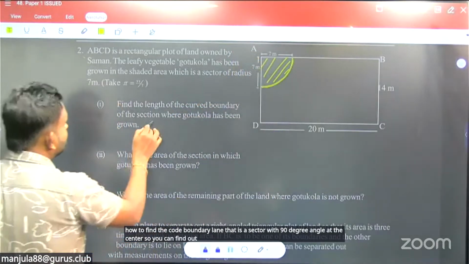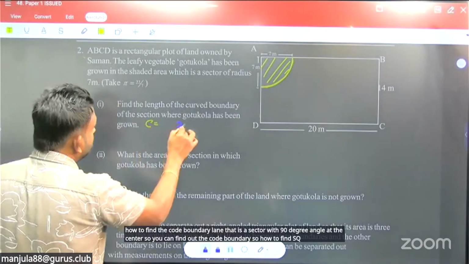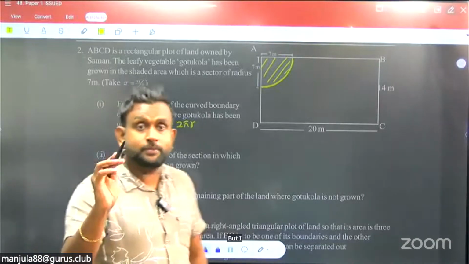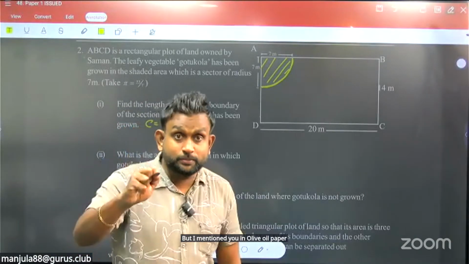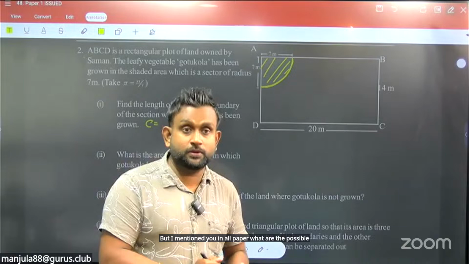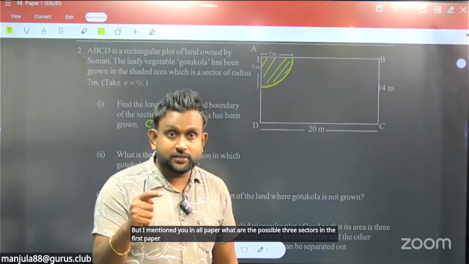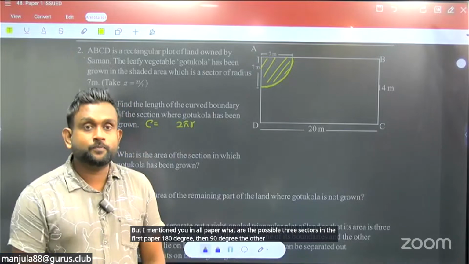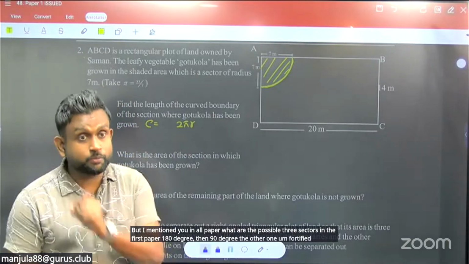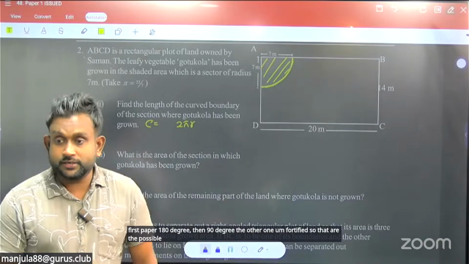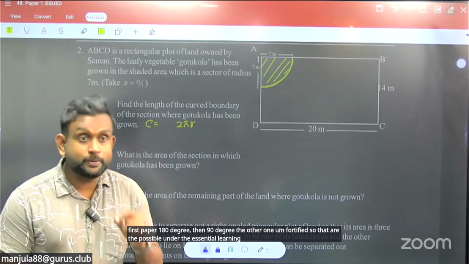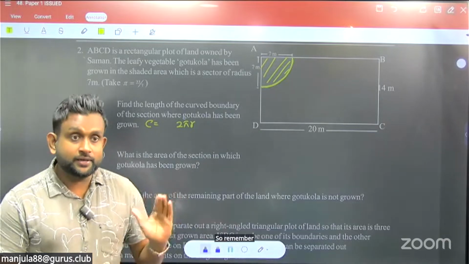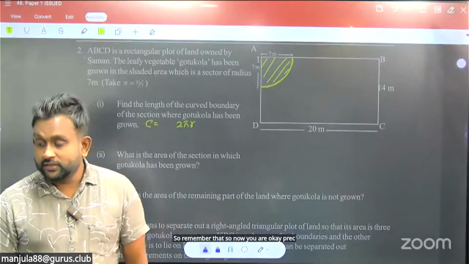So how to find it? Circumference equals the full circle, 2πR. But I mentioned in the oral paper, what are the possible 3 sectors in the first paper? 180 degrees, then 90 degrees, and the other one 45 degrees. Those are the possible ones under the essential learning concepts for the first paper. So remember that. Now you are okay, you know precisely how to find these things.